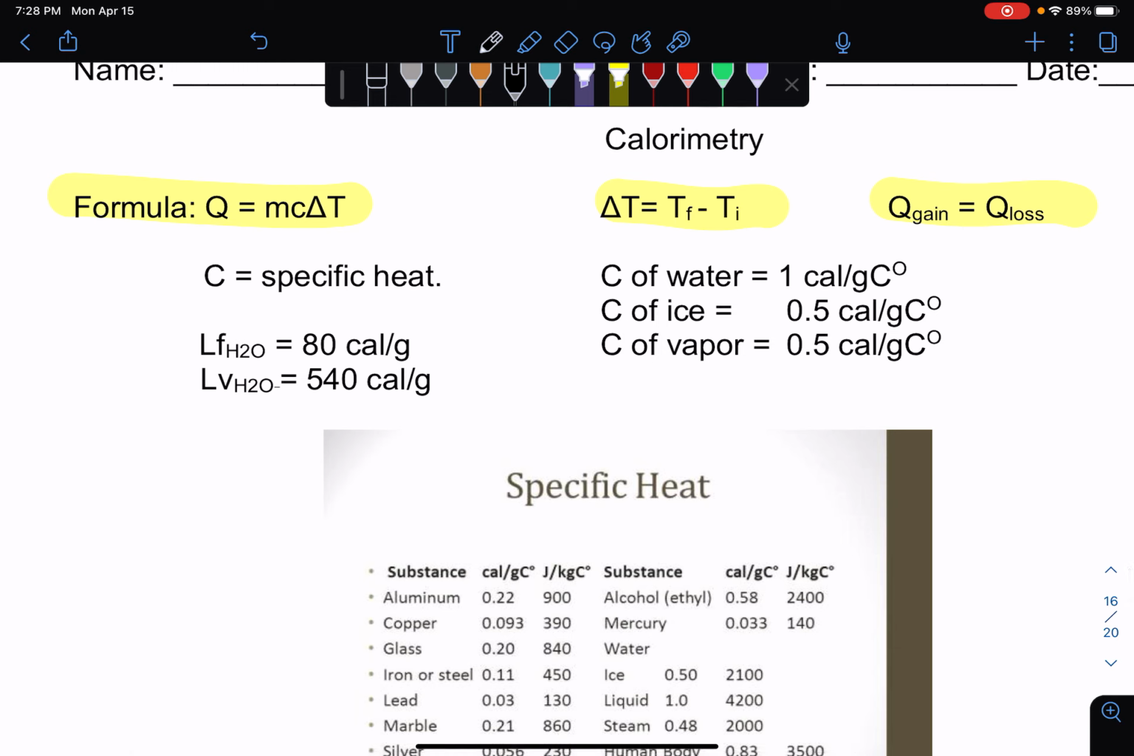Q is equal to mcΔT, such that Q is the amount of energy, m is the mass, as usual, and c is the specific heat, such that the unit is usually calories over grams times degrees Celsius. But then this is conditional.